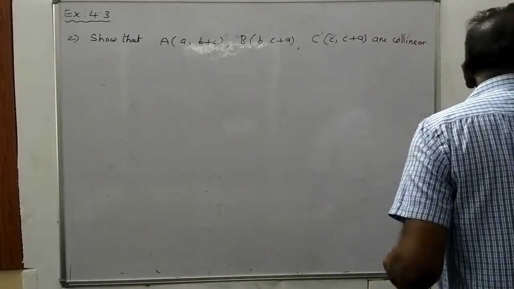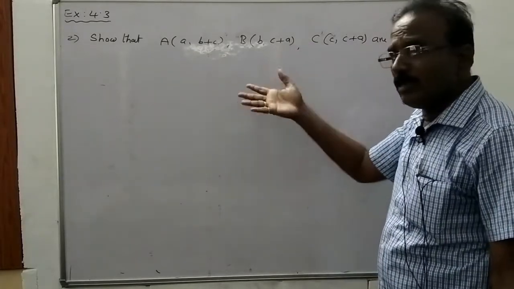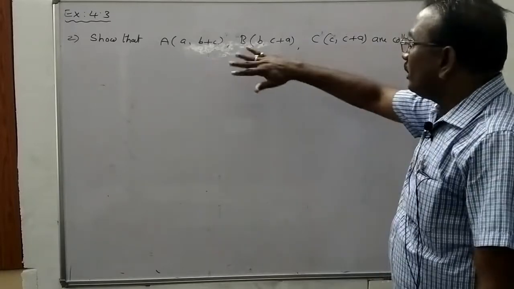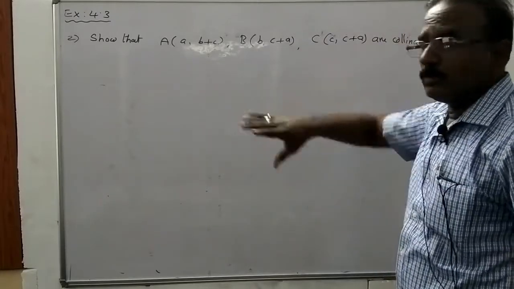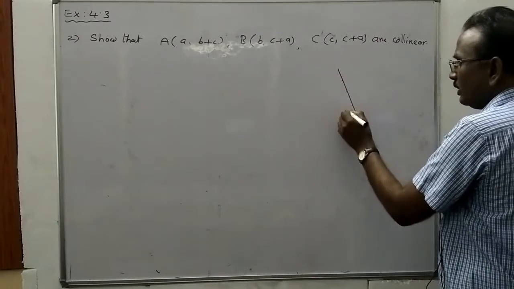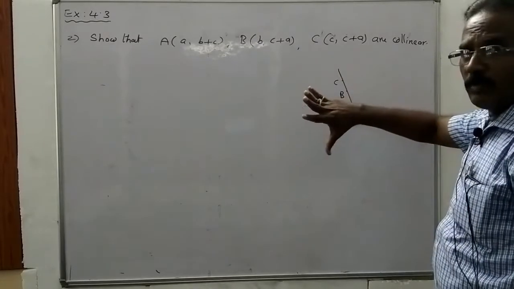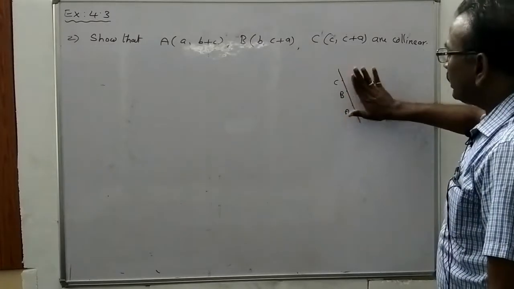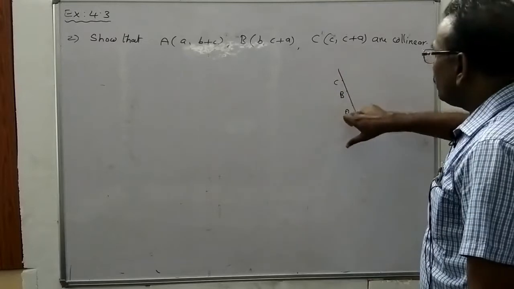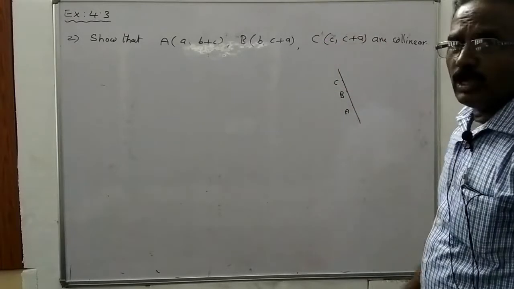So what is the condition for three points to be collinear? Geometrically or using determinants, the area of triangle ABC is equal to 0. That means the three points lie on the same line. So these three points cannot form a triangle. That means the area of the triangle is 0. If the area of triangle ABC is equal to 0, the three points lie on the same line, so therefore they are collinear.